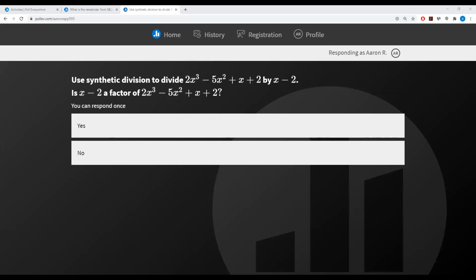But it also gives us a lot of information because if that remainder is 0, that means whatever we're dividing by is a factor, and that factor also gives us the root of the original polynomial. So, first question I want to ask y'all is to use synthetic division to divide 2x cubed minus 5x squared plus x plus 2 by x minus 2 and figure out whether or not it is a factor, i.e. figure out if the remainder from this division is 0.